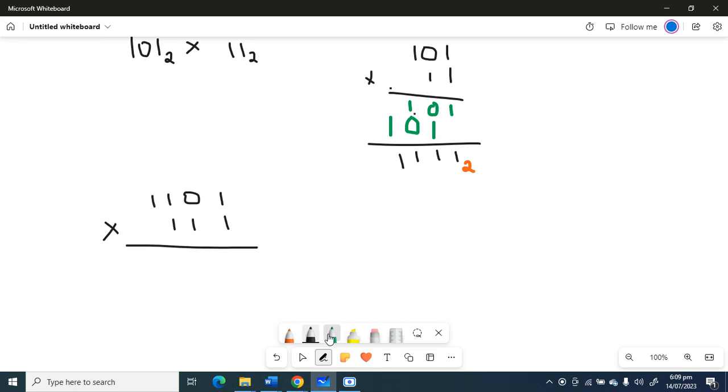So we're going to start. 1 times 1, that is 1. 1 times 0, that is 0. 1 times 1, that is 1. 1 times 1, that is 1. Okay, the first part, very easy. 1 times 1, again here we have a 1. 1 times 0, we have a 0 here. 1 times 1, that is 1. 1 times 1, that is 1.